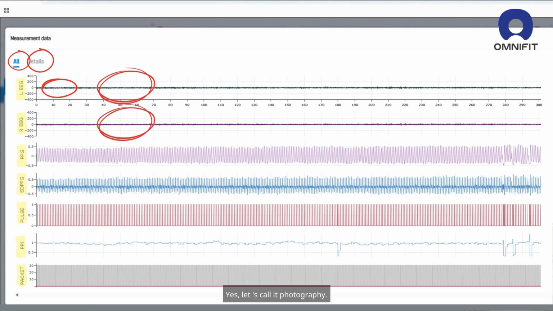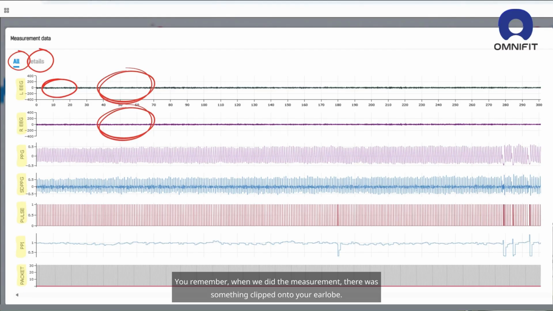Yes, let's call it photoplethysmography. Yes, this refers to volumetric brain waves. You remember, when we did the measurement, there was something clipped onto your earlobe. PPG can be measured from various places like the earlobe, finger, or wrist, but we're measuring it from the earlobe. So, by measuring the amount of blood flowing through the earlobe, we can observe this value based on how much light is absorbed when we shine light on it. When you do this, you must make sure that the PPG signal is coming in properly.